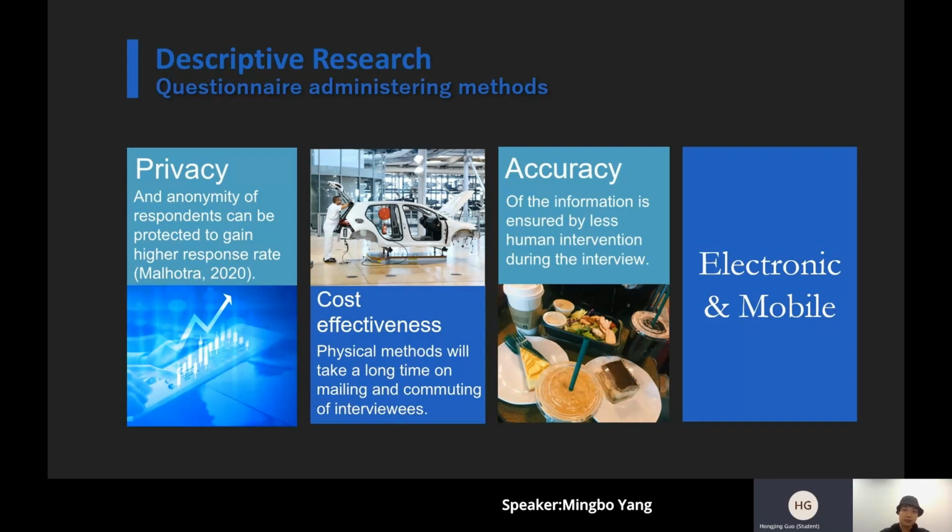Second, the cost effectiveness is higher than other methods. Because a great number of returned questionnaires are needed, physical methods will take a long time on mailing and the commuting of the interviewers. Such things will lengthen the total time and the cost will soar. Third, the accuracy of information can be better ensured than using physical methods, because the prearranged structure of the questionnaires may be changed or misguided by interviewers, and paper questionnaires may be damaged when transporting.